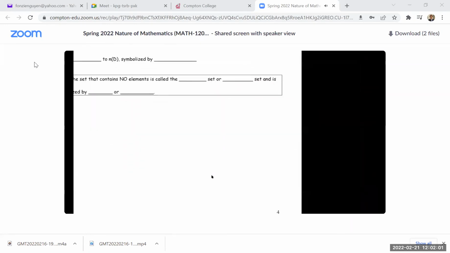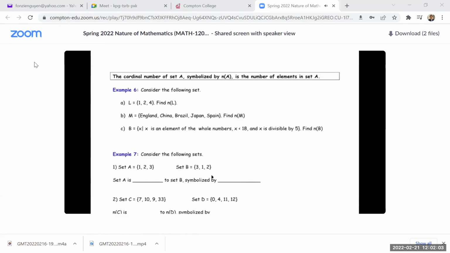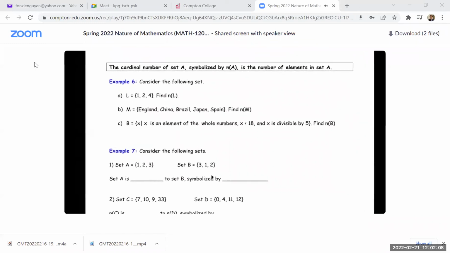I think this might be the last page, or no? Yeah, this is the last page because that's the same thing. All right, so we got one more page to go.